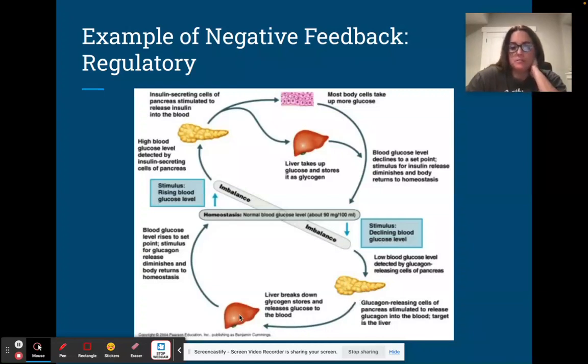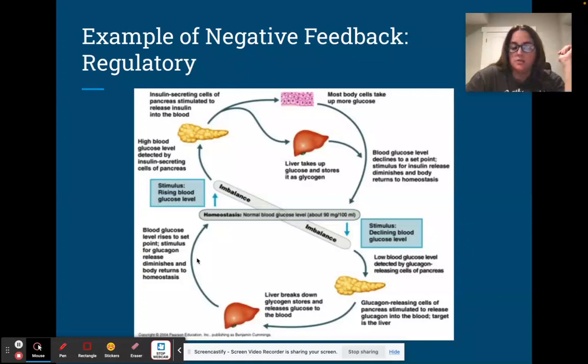So up here, when we have excess glucose, the liver takes up glucose and stores it into these long chains of glucose molecules called glycogen. And so when blood glucose is low, this glucagon that's being released by the pancreas actually acts on those storage components, glycogen, and causes the glycogen to be broken back down into individual glucose molecules. And then those are released into the bloodstream, bringing the blood levels back up and back to homeostasis.